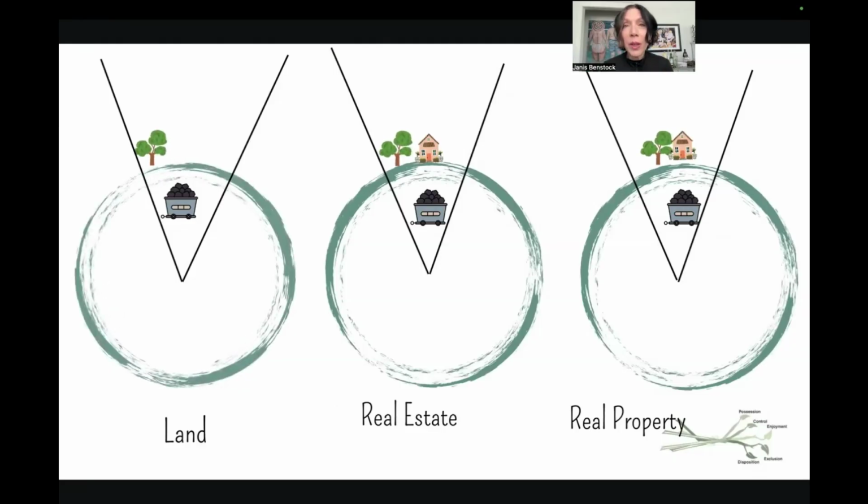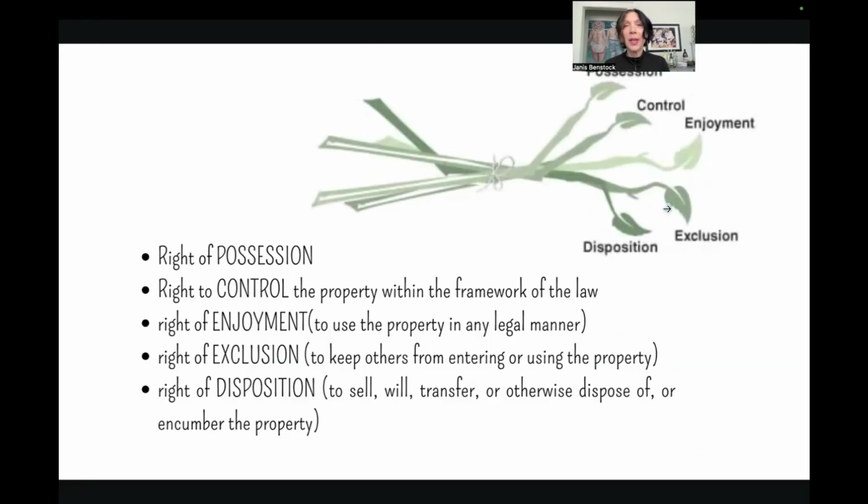So let's break down what the bundle of rights includes, because this will definitely show up on your real estate exam. The bundle of rights has 5 sticks, and what's important to remember here is that these sticks can be separated, and I'll give you a few examples so you know what we're talking about. The sticks are possession, control, enjoyment, exclusion, and disposition.